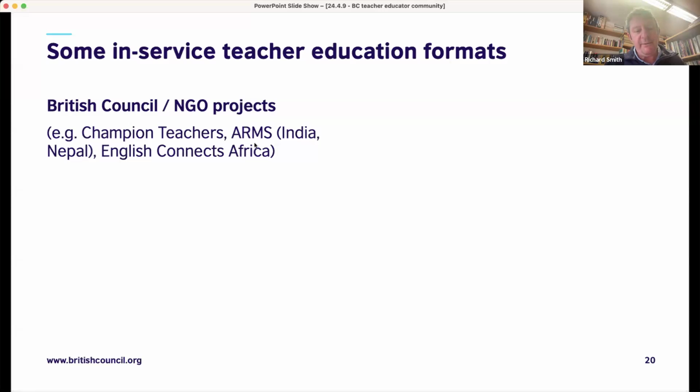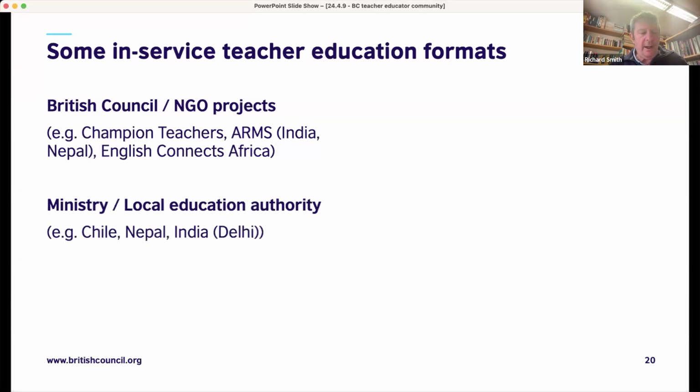The ARMS project I was involved with in India and Nepal, involving supporting mentors who then mentor groups of teachers. And in Africa, English Connects Africa, you can see some books there. So I don't know your situation, I don't know your role, but if you have the ability to persuade a British Council, persuade an NGO to have a project, you might find inspiration from some of these projects. There have been some cases where ministries have become involved.